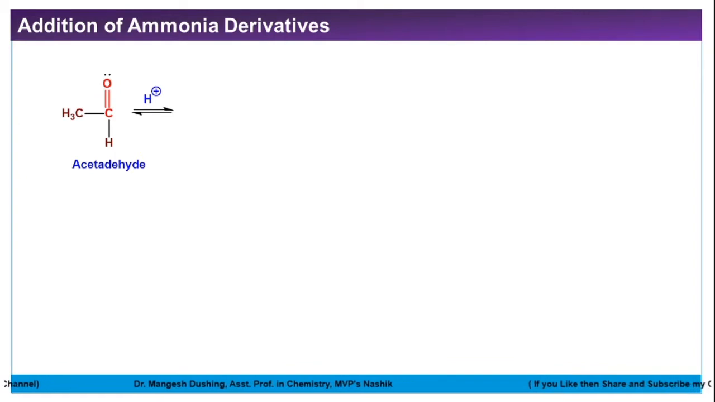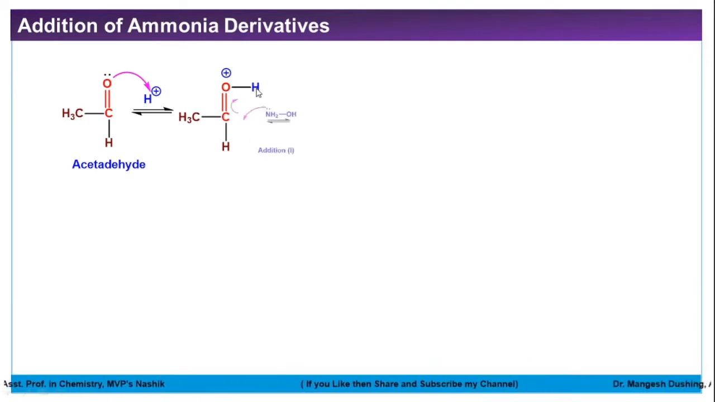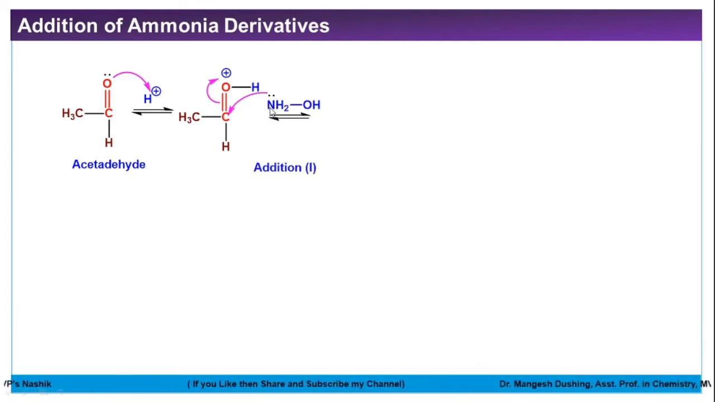So this is acetaldehyde. In acidic conditions, the first step is protonation. So a lone pair is lost from this oxygen to the proton, and here will be the oxonium ion. Then if you take hydroxylamine, in hydroxylamine there are two heteroatoms, one is nitrogen, one is oxygen. Both are electron rich, but nitrogen is more nucleophilic than oxygen. That's why nitrogen donates its electrons to the carbon. The pi bond will break, and those electrons go to the oxygen. So this addition product will be there.